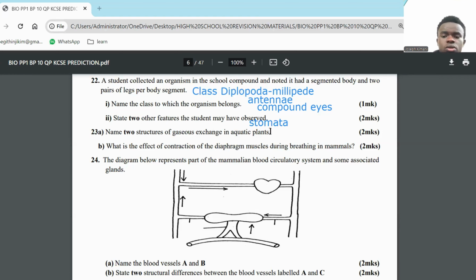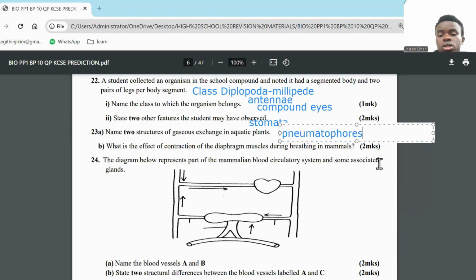What else do you expect to have as gaseous exchange sites? We can talk of pneumatophores. What are pneumatophores? These are the aerial roots. The roots that come out into the surface and they have gaseous exchange structures. So that's basically the two structures you can get in gaseous exchange for aquatic plants.